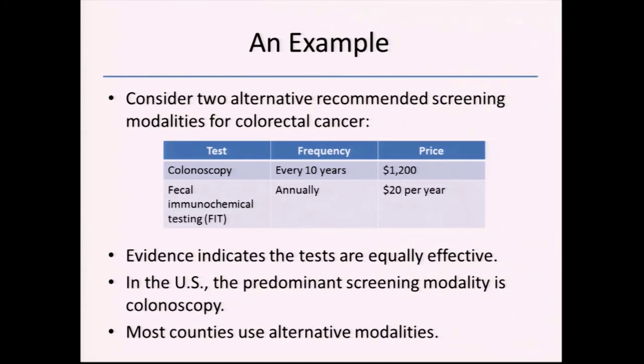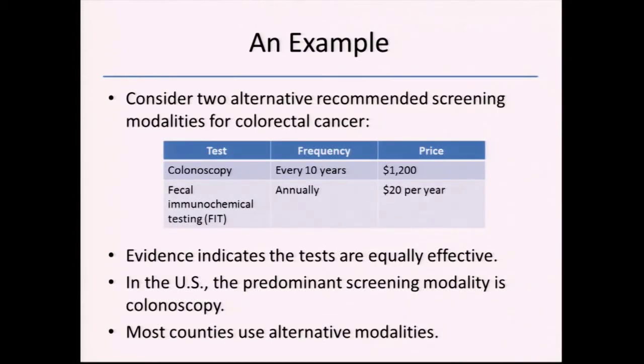We have an alternative, which is a fecal test. It's recommended, if you're going to go this route, that you should do it annually. We estimate, by looking at insurance claims, that the cost of that is about $20 per year, right? So the colonoscopy, you get it done in one shot, and it costs $1,200. The FIT test, you have to do every year, $20 per year. So that's going to be about $200 over your 10-year period.